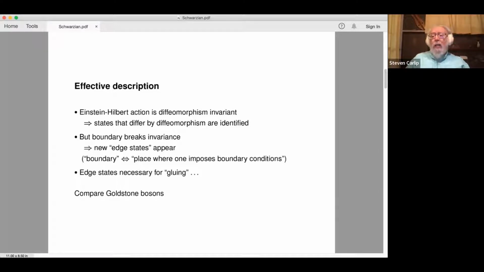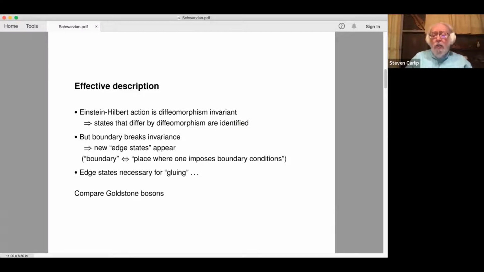And typically what that means is that you say there is some surface, which is a horizon that has a certain area and vanishing expansion. That's imposing boundary conditions, and that breaks the diffeomorphism invariance.